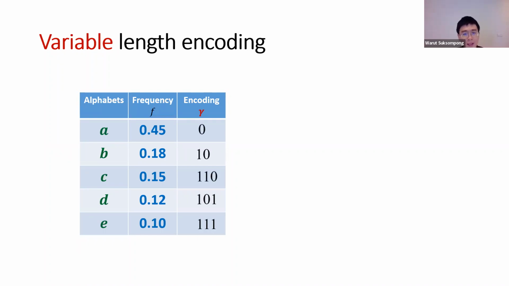So this is one encoding that you might try. Let's say A, because it occurs very frequently, you want to save on it, so you just say it's 0. B is less frequent, but still kind of frequent, so you assign it 10. C is 110, D is 101, E is 111. Okay, so this is one possibility.